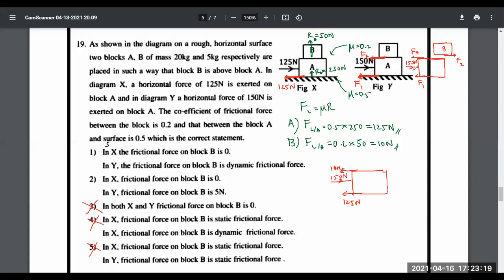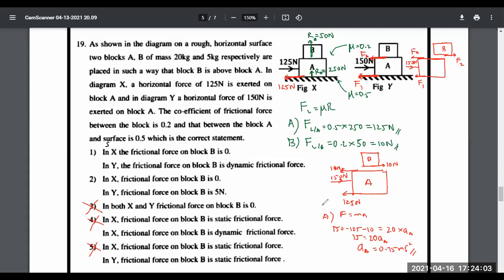Object A is definitely going to move because the maximum frictional force which can be given by the floor is 125. And the maximum frictional force which can be exerted on B is 10 Newton. So B will be experiencing a frictional force of 10 Newton. If you apply F equals MA for A separately, you get 150 minus 125 minus 10 equals MA. M for A is 20 into acceleration of A. So 15 equals 20 aA, and the acceleration of A will be 0.75 m/s squared.